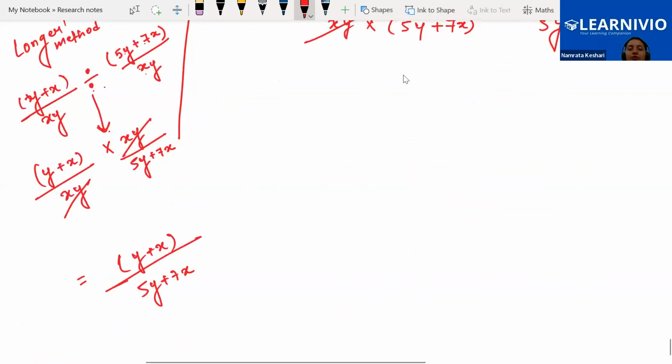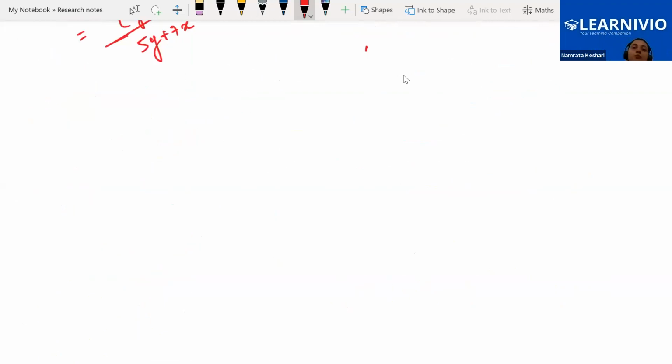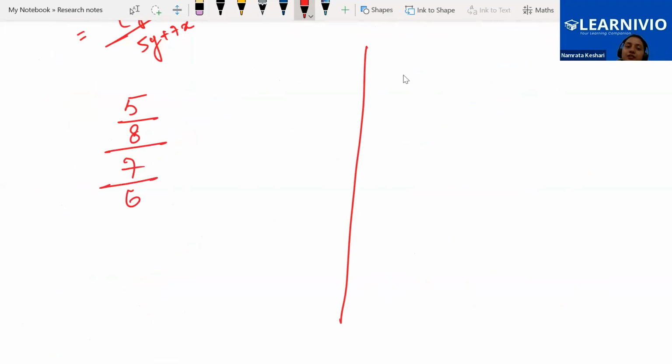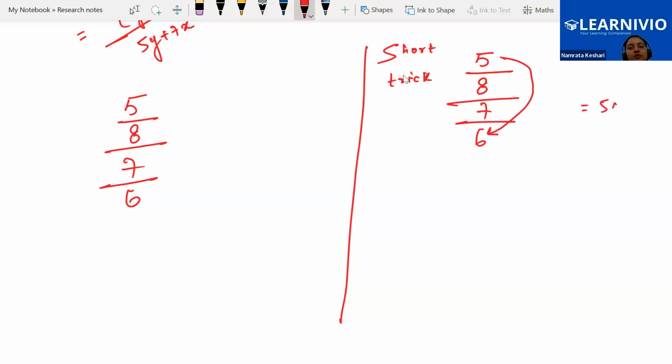Okay, let me give you the same with actual numbers. If you have 5 by 8 by 7 by 6, the short trick says to multiply the outer numbers and write it in the numerator, and multiply the inner numbers and write it in the denominator, and then check whatever cancellation is possible and write your final answer. So 2, 3 times 6, 2, 4 times 8, 15 by 28. This is our final answer.